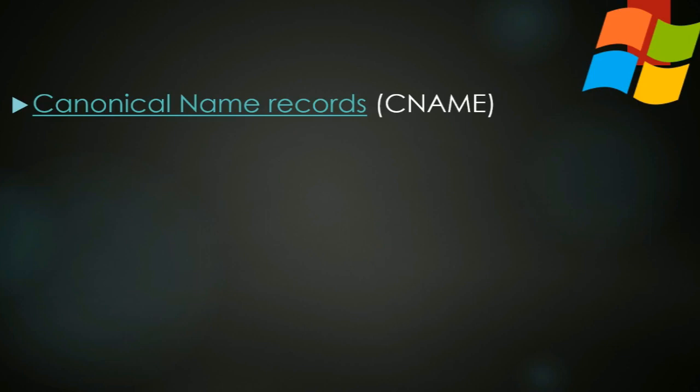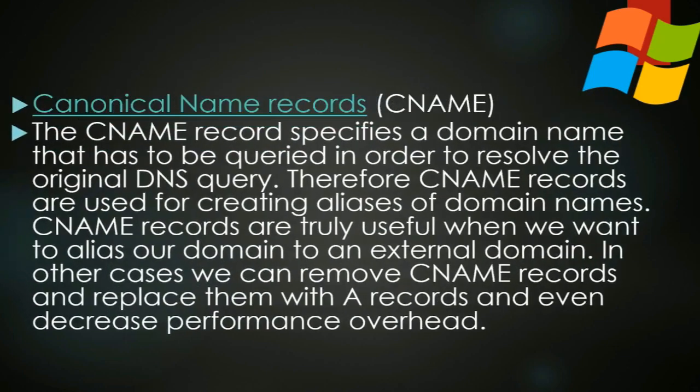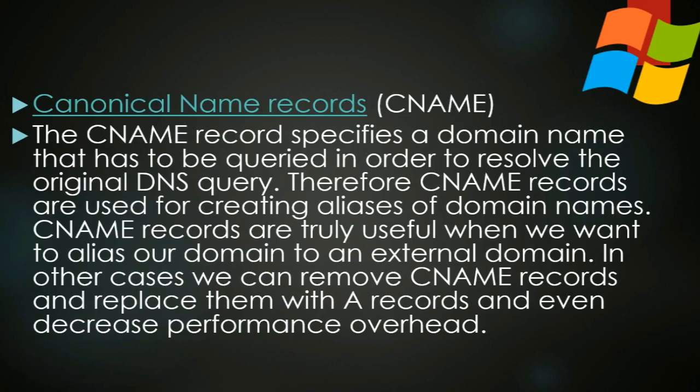Canonical name record, or CNAME. The CNAME record specifies a domain name that has to be queried in order to resolve the original DNS query. Therefore, CNAME records are used for creating aliases of domain names. CNAME records are truly useful when we want an alias of a domain to an external domain. In other cases, we can remove CNAME records and replace them with A records and even decrease performance overhead.